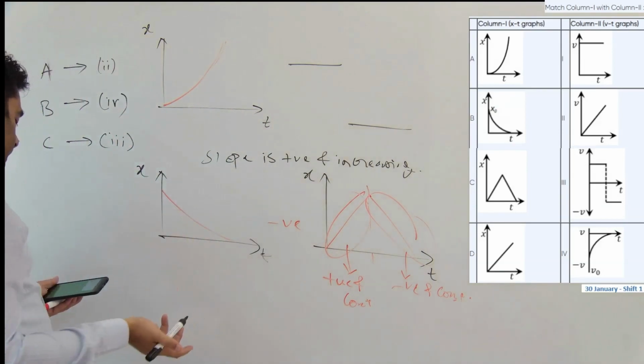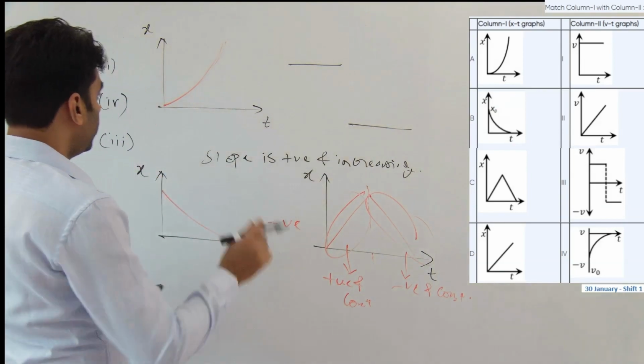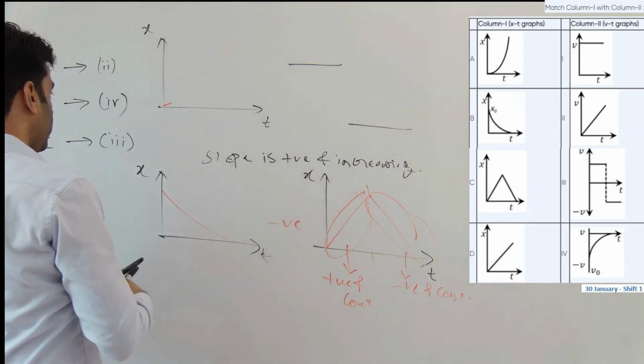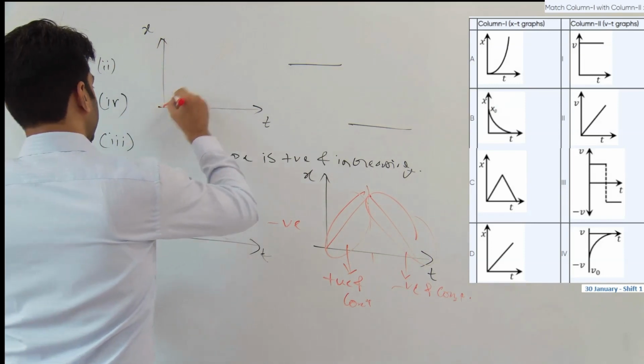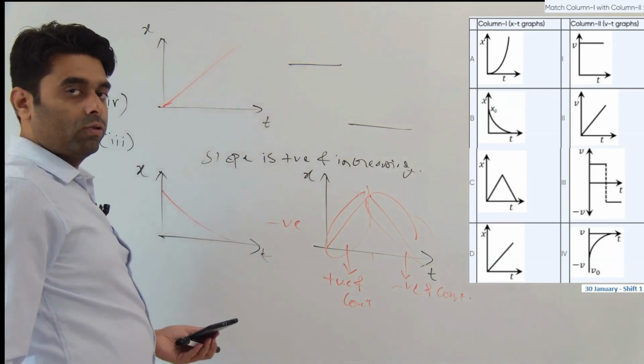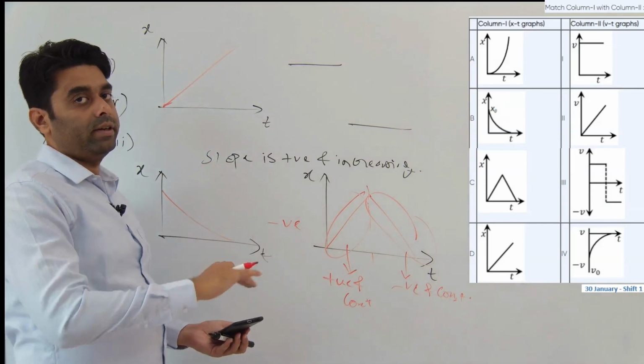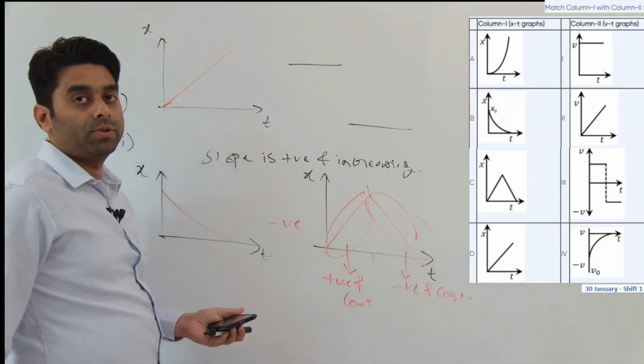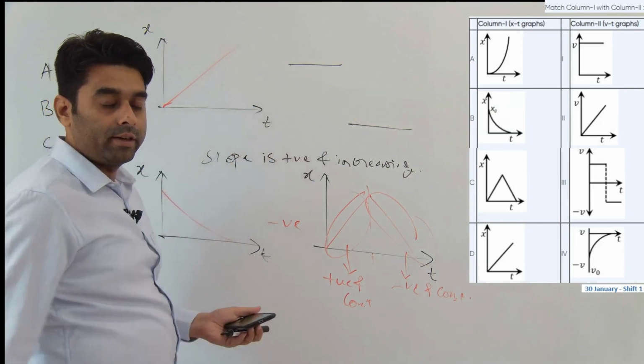Fine. The fourth option is left for you. The xt graph is given to you, it is like this. For the fourth part, the slope is constant, that means velocity is constant and it is positive. Which option is it? Only the first option is left, where velocity is constant and positive.